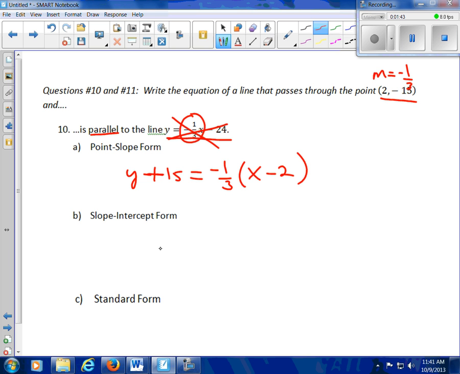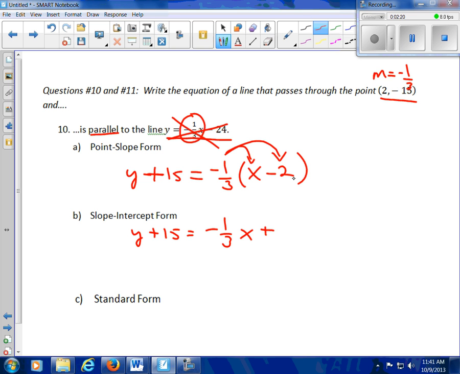Now for part B, I want to get it into slope-intercept form, y equals mx plus b. I know from class that means getting y all by itself. The first thing I want to do is get rid of the distributive property, because there's no distributive property in slope-intercept form. Negative 1/3 times x is negative 1/3x. And negative 1/3 times negative 2 is going to be a positive, because a negative times a negative is a positive.